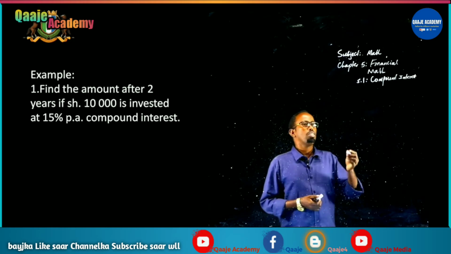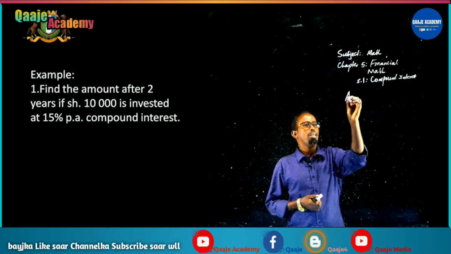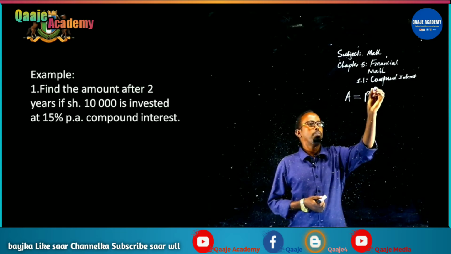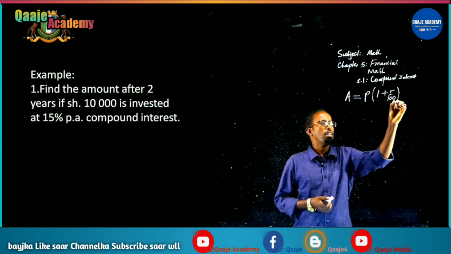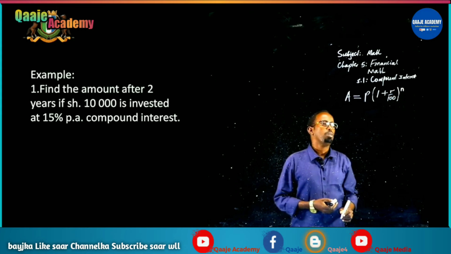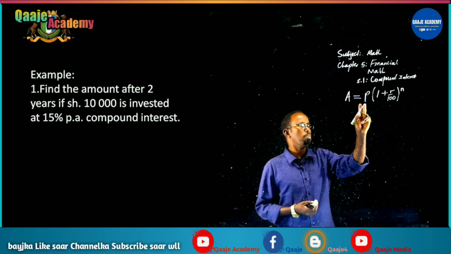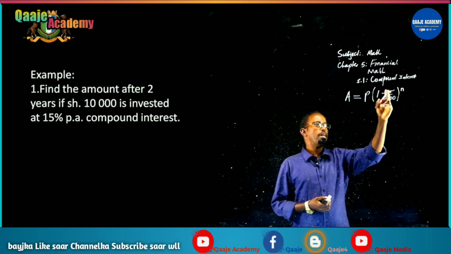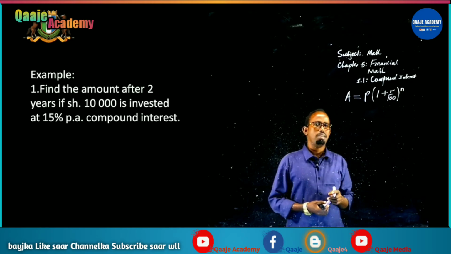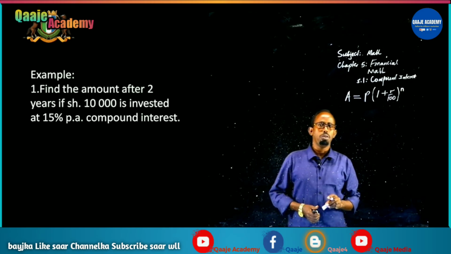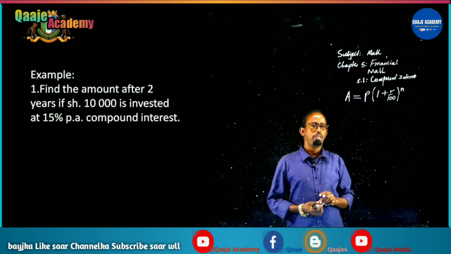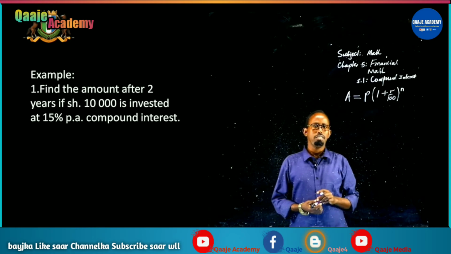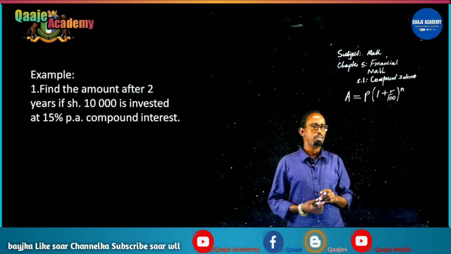Now, for compound interest, we use the formula A equals P(1 + R/100)^N. A is the amount, P is the principal, the money deposited or borrowed, R is the rate, and N is the time or the duration. Now, example number 1: find the amount after 2 years if shilling 10,000 is invested at 15% per annum, or per year, compound interest.